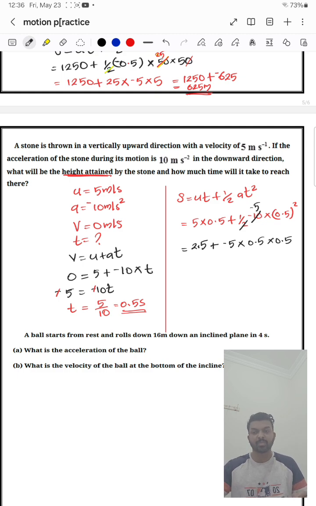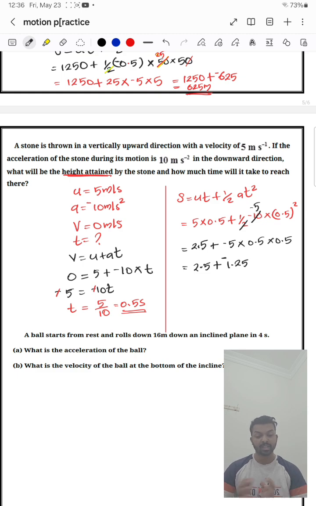It becomes again a smaller value. So it will be 2.5. On multiplying, 5 into 0.5 means it will be 2.5 again. And then 2.5 into 0.5, it will again be decreasing. So it will be 1.25. Okay, this will be negative. So 2.5 plus minus 1.25.